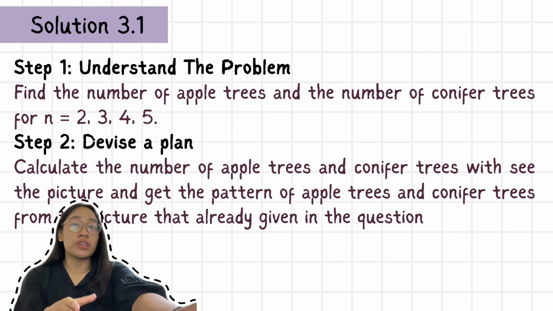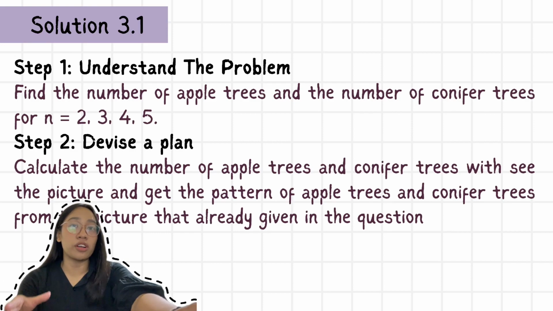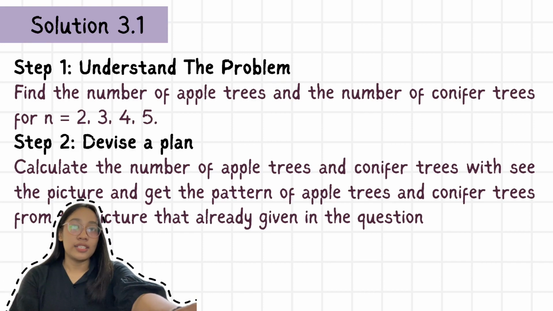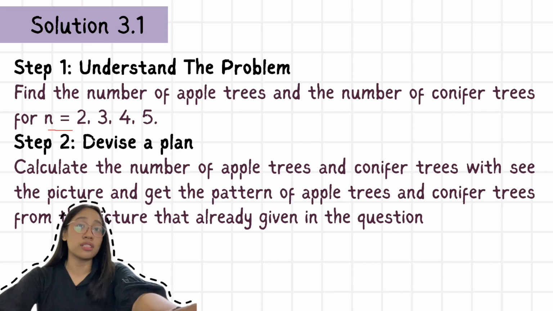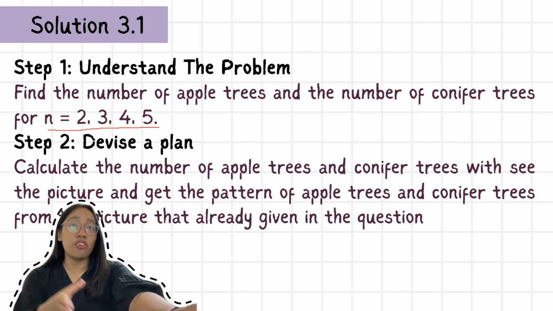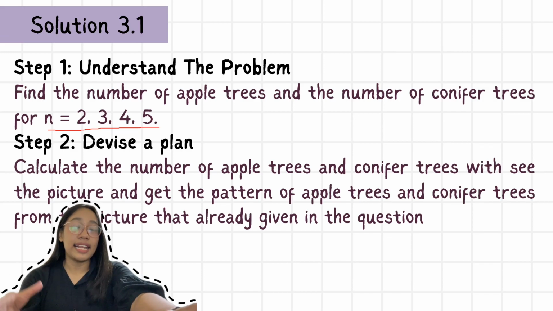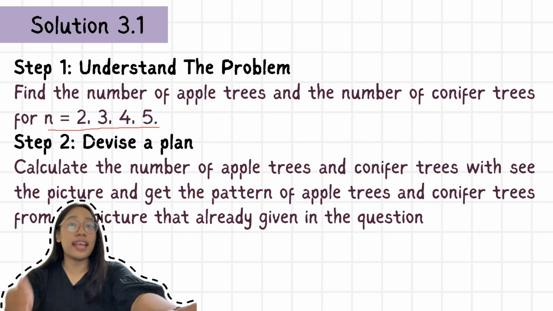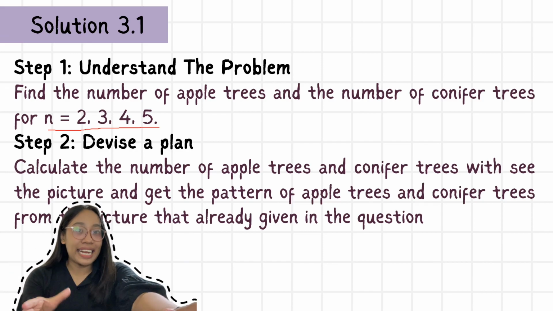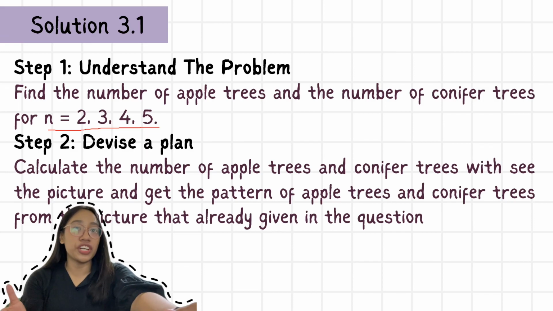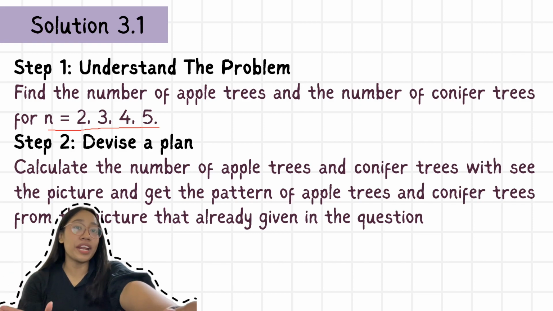We can answer the question by Polya's 4 steps of problem solving. The first step is understand the problem. We must find the number of apple trees and the number of conifer trees for n is equal to 2, 3, 4, and 5 because n is equal to 1 is already in the table. And then the second step is devise a plan. We must calculate the number of apple trees and conifer trees from the picture and get the pattern from the picture that is already given in the question.